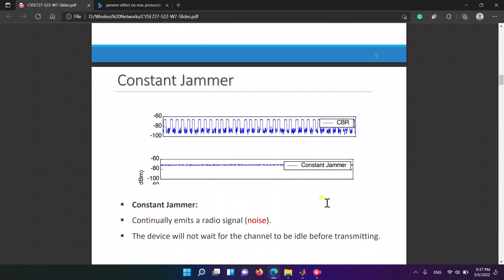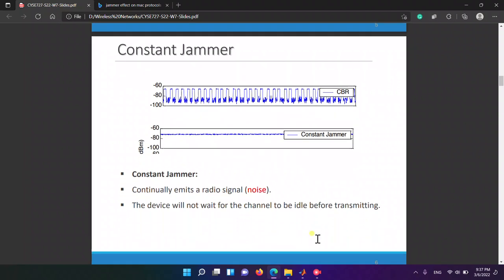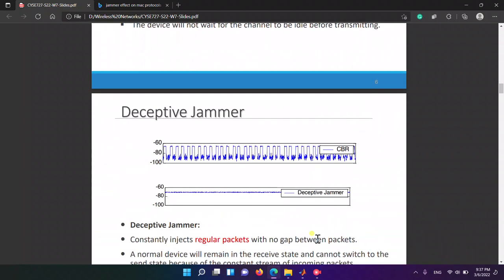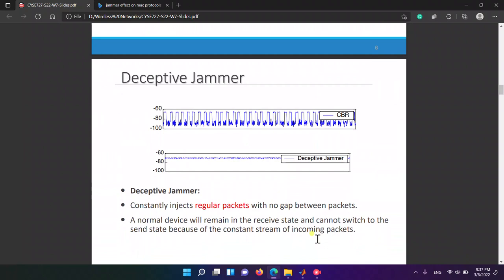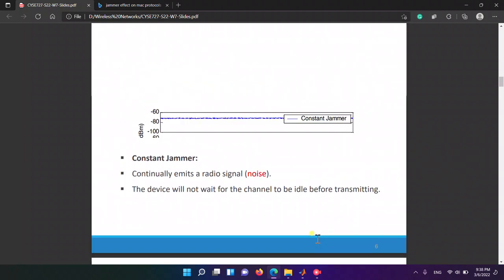Now we have types of jammers. First, we have the constant jammer. So this is what a constant jammer looks like in decibel. It continually emits a radio signal, which is just noise. I mean, it's like noise, and the device will not wait for the channel to be idle. It will always be working. Okay, this is the trait of the constant jammer.